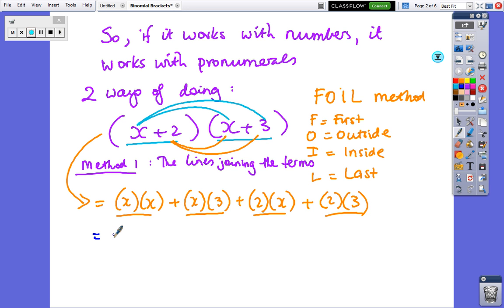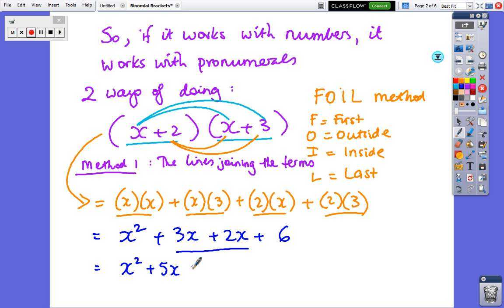Okay, so x times x is x squared, x times 3 is 3x, 2 times x is 2x, 2 times 3 is 6, and then these terms in the middle are like terms, so 3x plus 2x is 5x, and then plus 6, and that's the answer because none of those terms can be simplified. So what we've got is an answer with 3 terms, x squared plus 5x plus 6, after starting with the brackets. Okay, so that's method 1, which is lines, which is called the FOIL method in books.